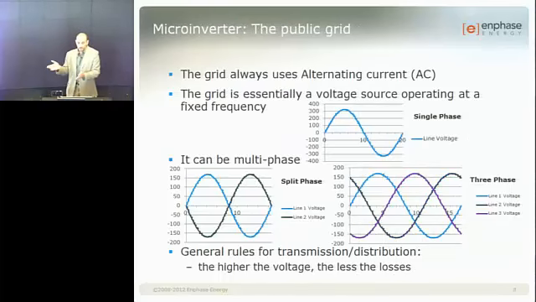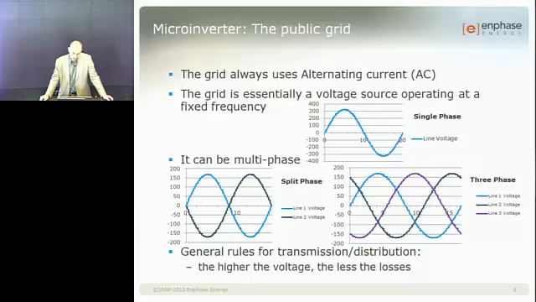So on the other side now, what do we have? We have the AC. The grid is what we're connected to, and the grid is basically a voltage source operating at a fixed frequency. In Europe, you'll get a 230 volt AC standard, 50 hertz. That would be a standard interconnection for a residential installation, single phase, so line and neutral.